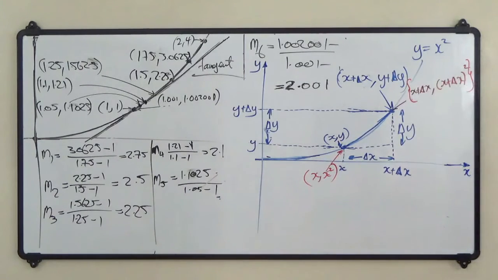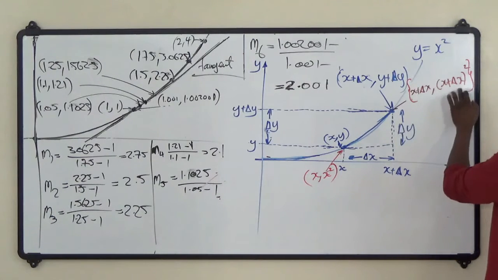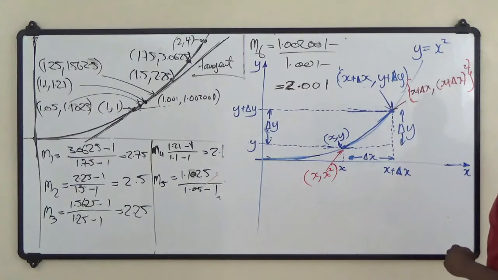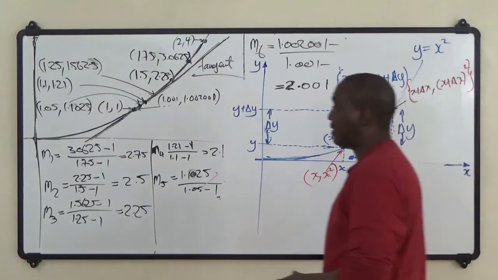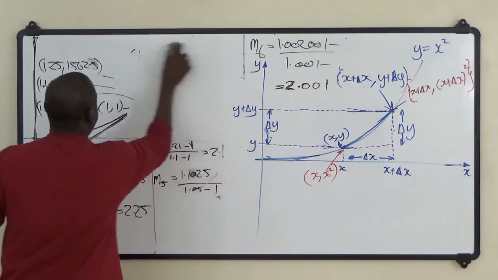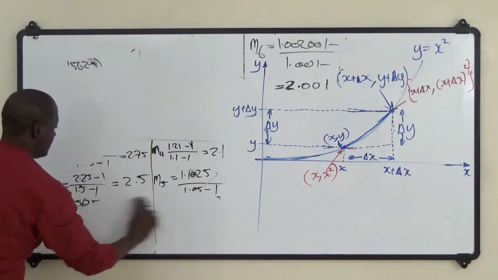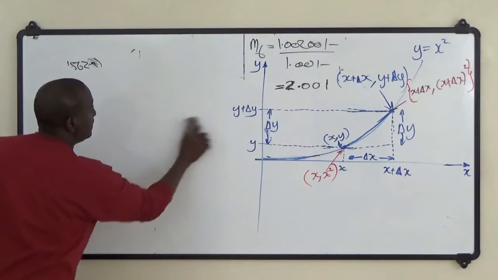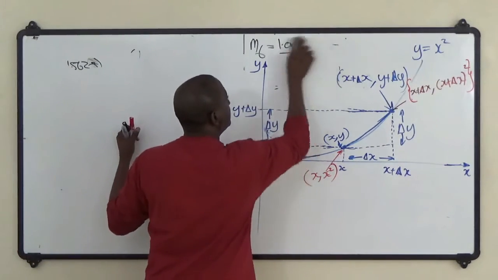So in other words, delta y is equal to x plus delta x squared minus x squared. Let's see what the gradient is now. The gradient would be the change in y over the change in x, right? Now we're going to rub off here because we need some serious space across here. All right? Watch it carefully.